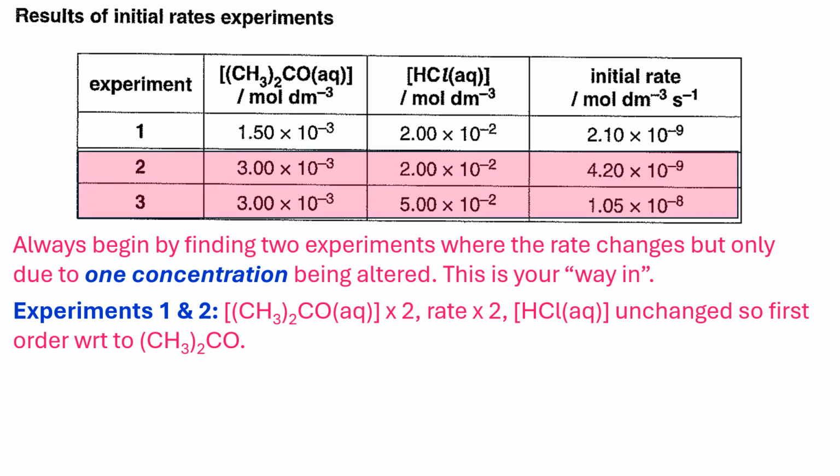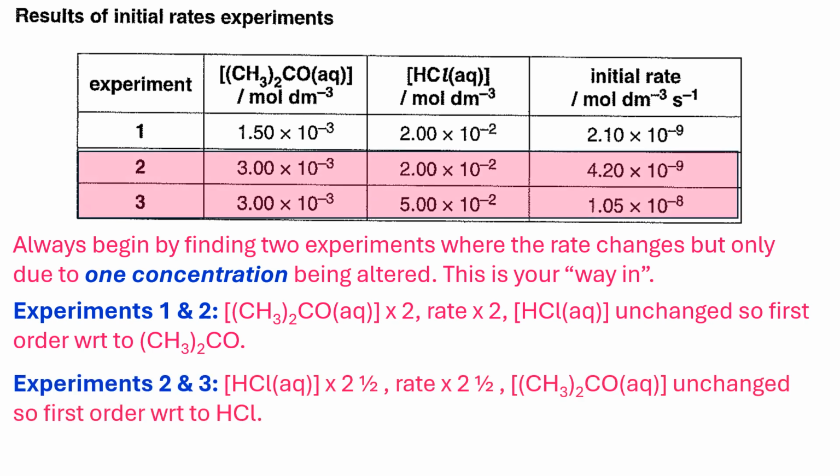If we move on to experiment 2 and 3, this time round the propanone stays the same, but the concentration of HCl increases by 2.5, and so does the rate. So therefore it must also be first order with respect to HCl.